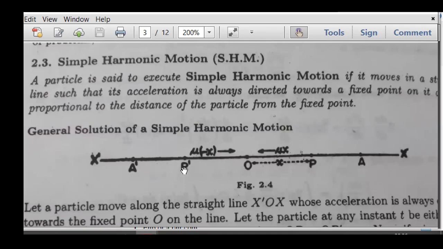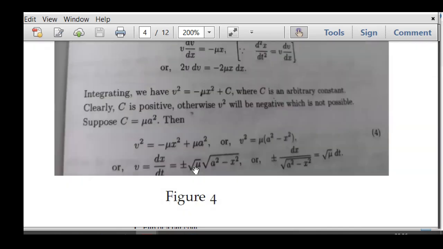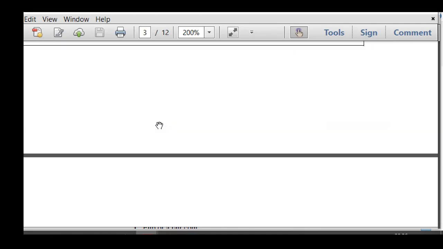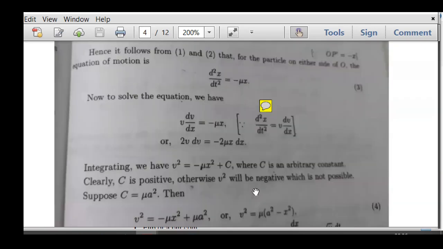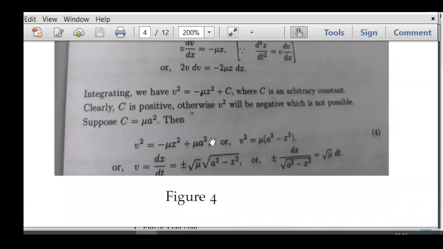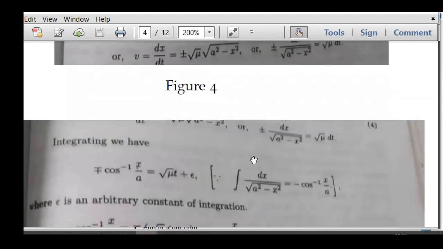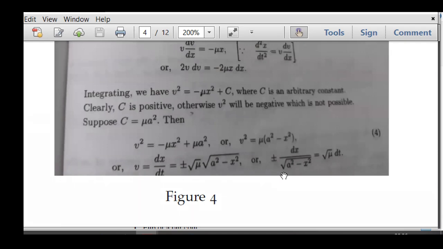So for that reason, what they are doing here, they solve it, and they are taking C equal to mu A square, where A is nothing but the length OA, the initial distance. So if you take C equal to this, then you can simply put it here, and V square comes to this quantity. So V square, here you see, V square equal to (dx/dt) whole square equal to this quantity. So plus minus both of them are considered here.